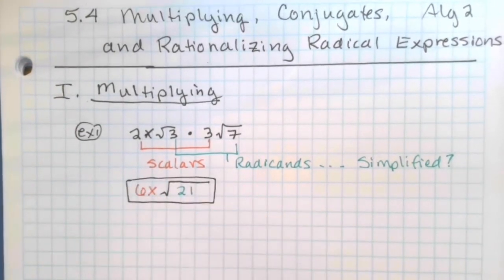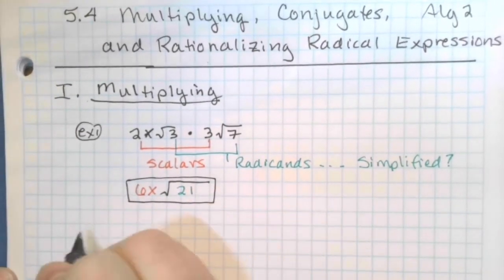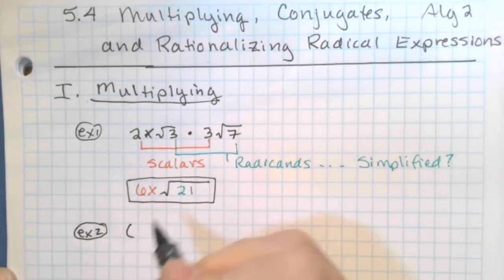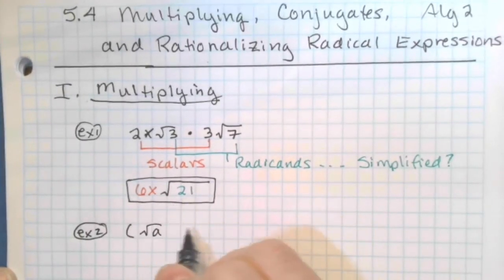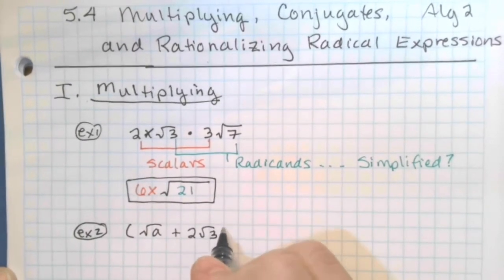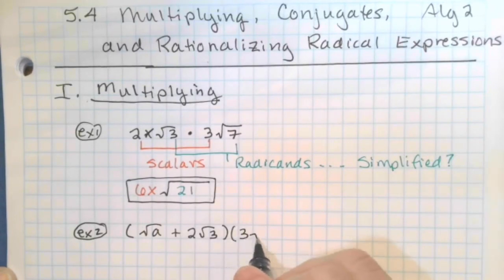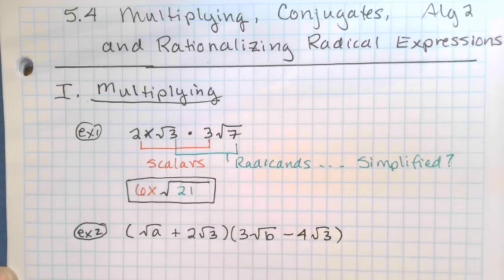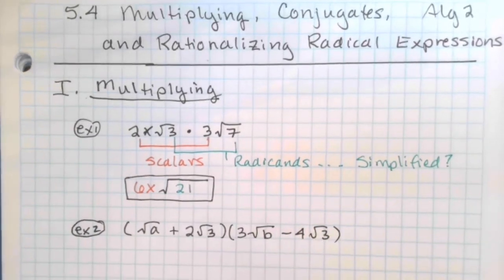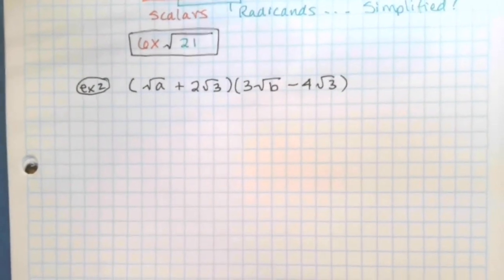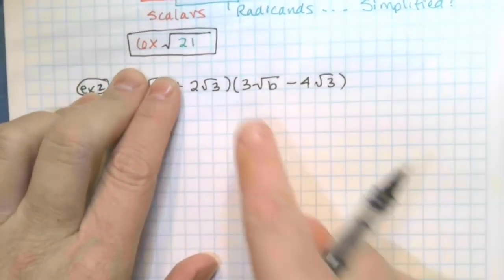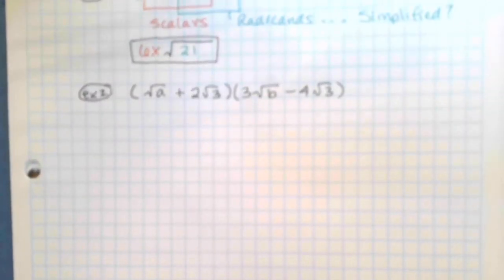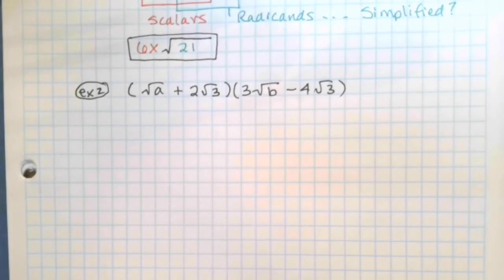All right, that's the kind of multiplying that we've done so far. In this exercise, we're going to be doing binomial multiplication. So square root of a plus 2 square root of 3 times 3 square root b minus 4 square root 3. Now, if it was just a monomial being multiplied by a binomial, you would just distribute the 2 radical 3. But this is indeed two binomials. So we're going to use the distribution method.